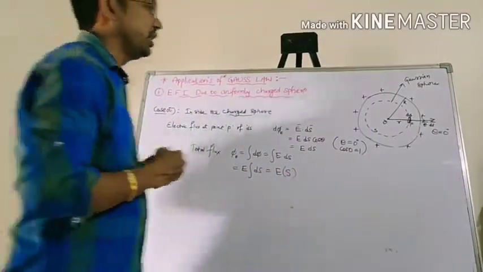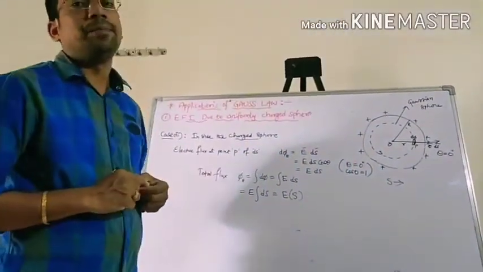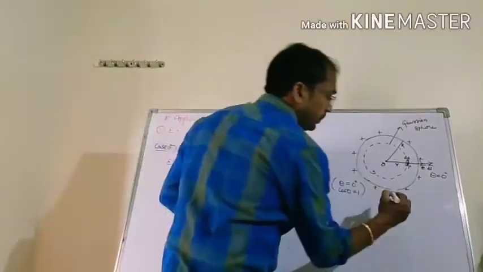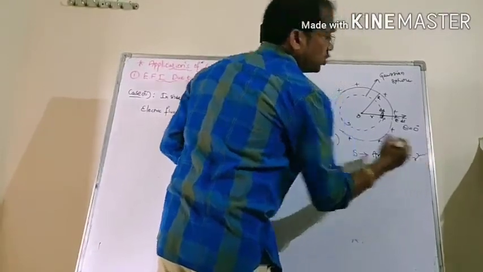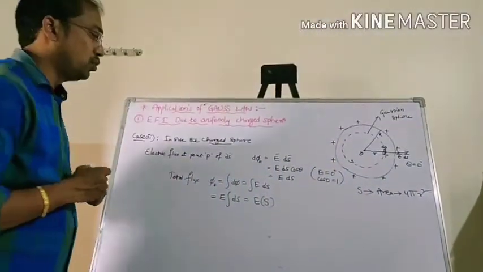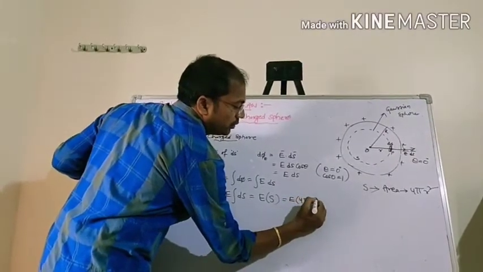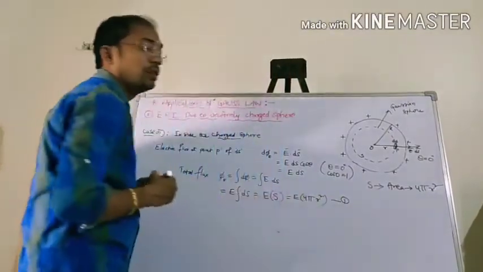Okay, what is S here? So already just now I told that S is the area of the sphere. So what is the area of the sphere? Area, that value equal to the 4 pi r square. Area of the sphere is 4 pi r square. So I am writing E 4 pi r square. Okay, this is equation 1.